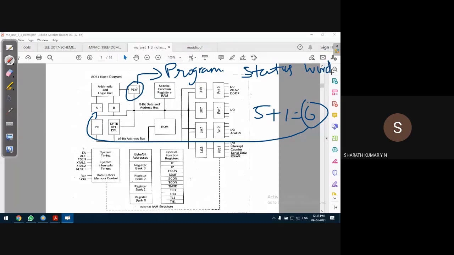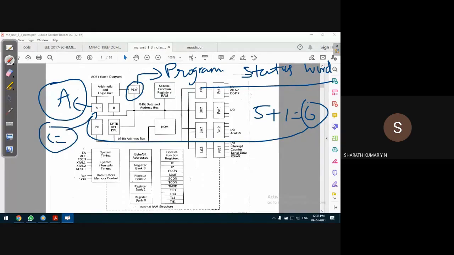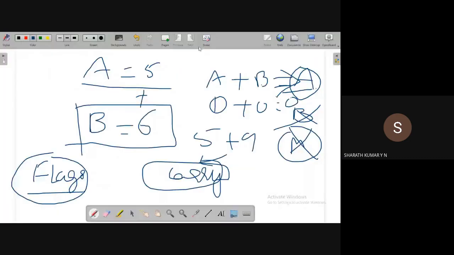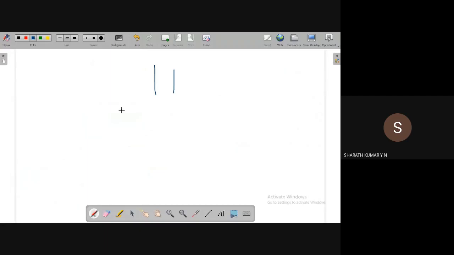Why program status? Let us say we are doing some operation. It generates some result. Of course, the final result is also important, which is available in the accumulator. But it also generates something like a carry. We cannot store carry in the accumulator. See, for example, I'll tell you why. Let us say we perform 11 plus 14, some data. It generates a carry.